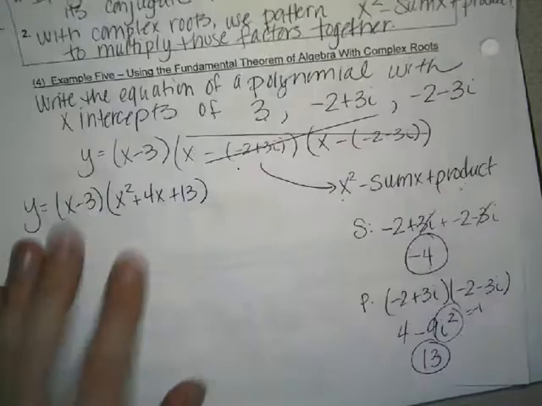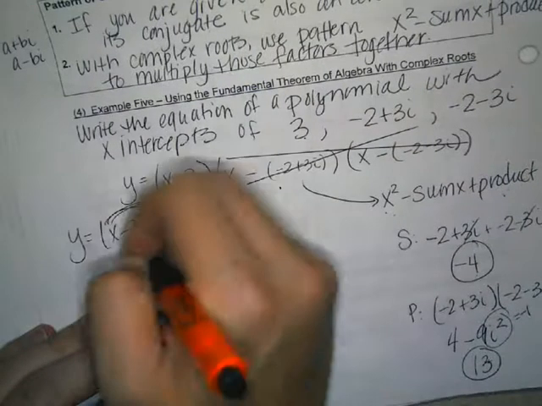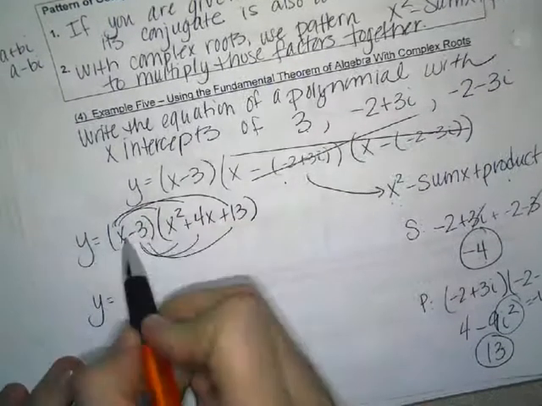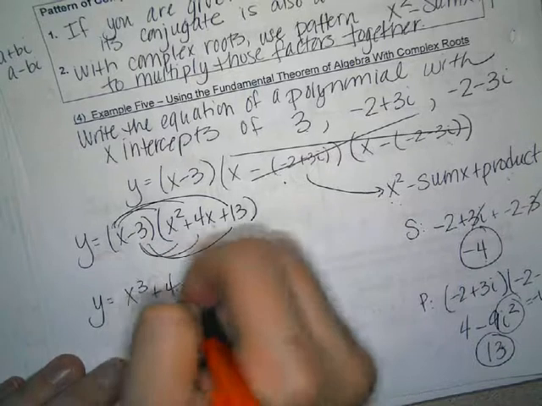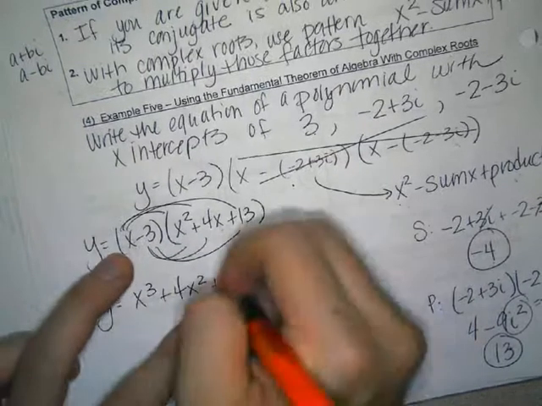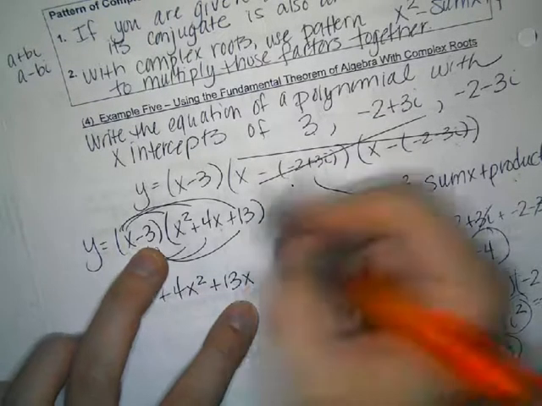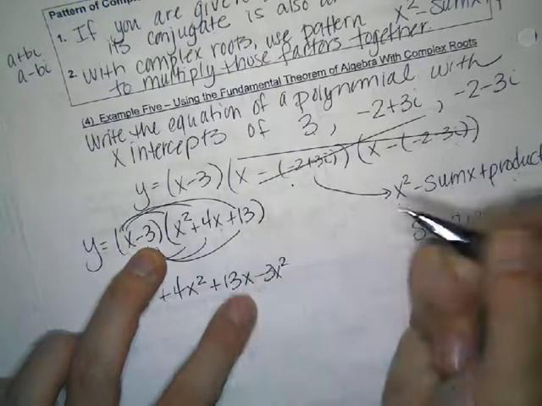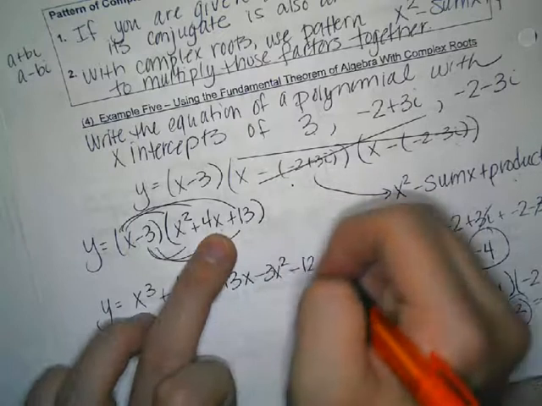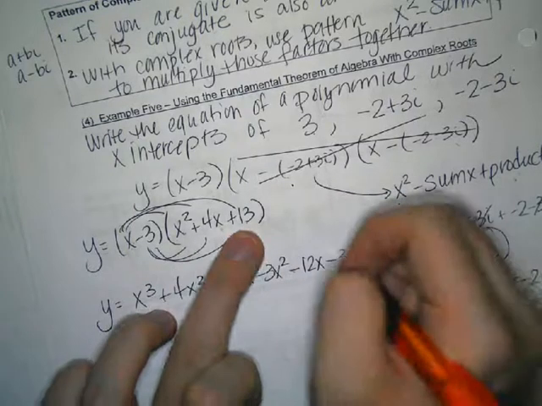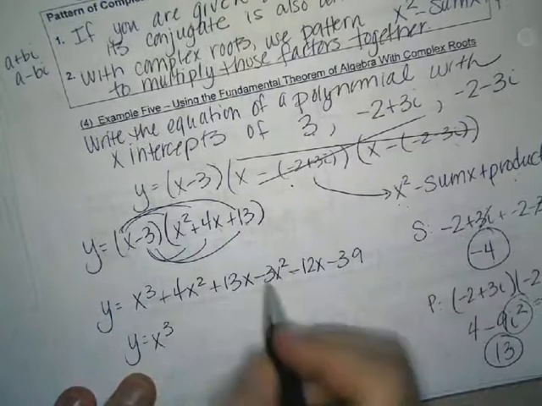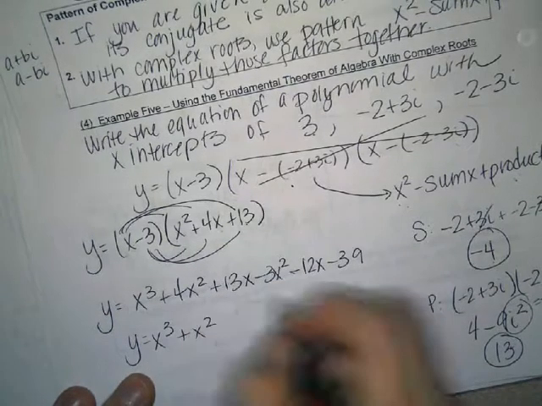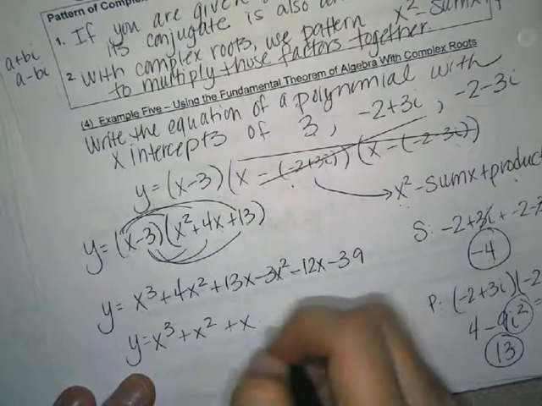So again, I'm going to distribute the x through to each term, and then the negative 3 to each term. x times x squared is x cubed. x times 4x is 4x squared. x times 13 is 13x. Negative 3 times x squared is negative 3x squared. Negative 3 times 4x is negative 12x. And negative 3 times 13 is negative 39. And then simplify by adding like terms. So we get x cubed plus x squared plus x minus 39.